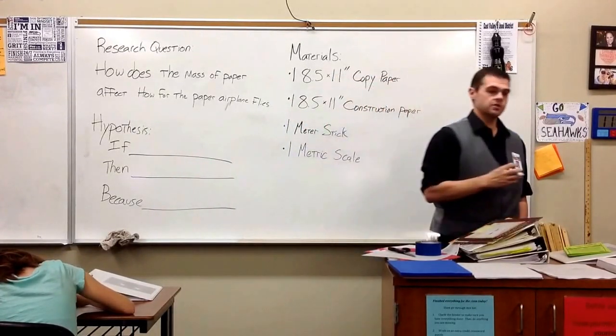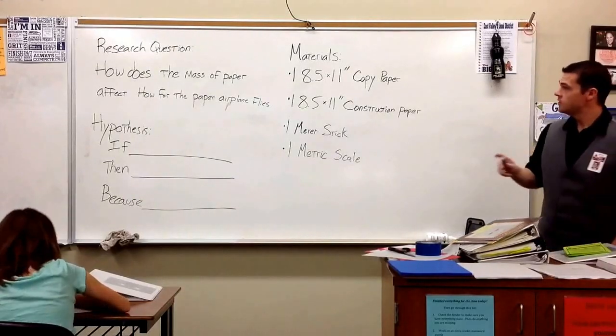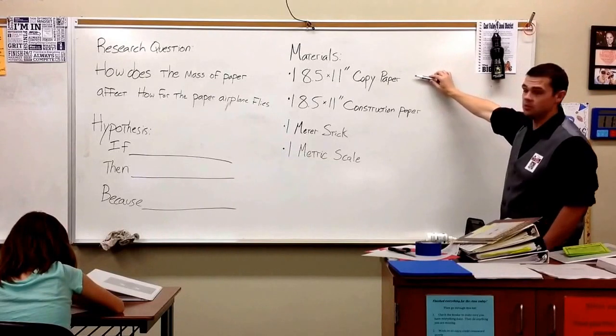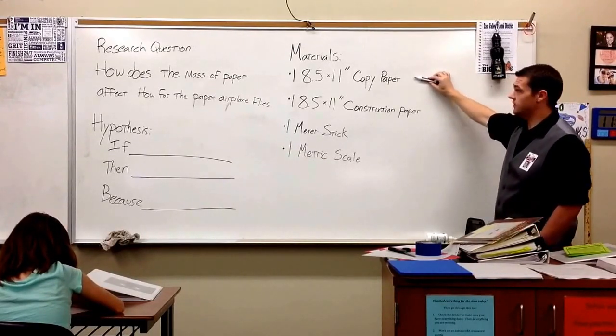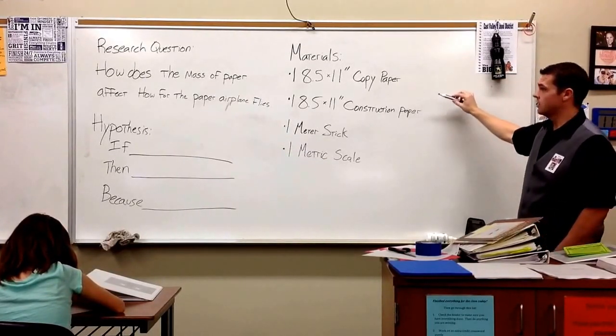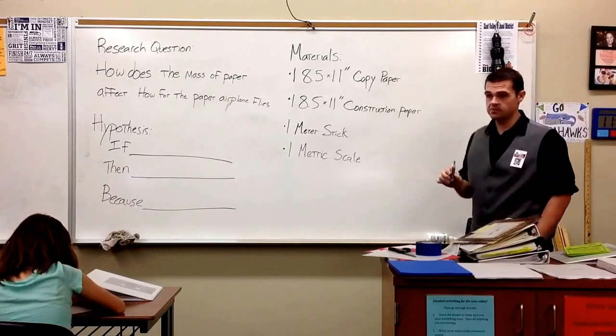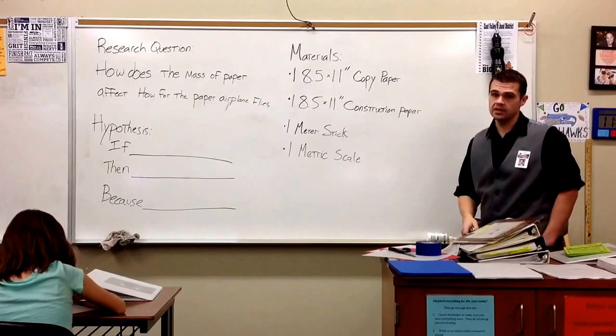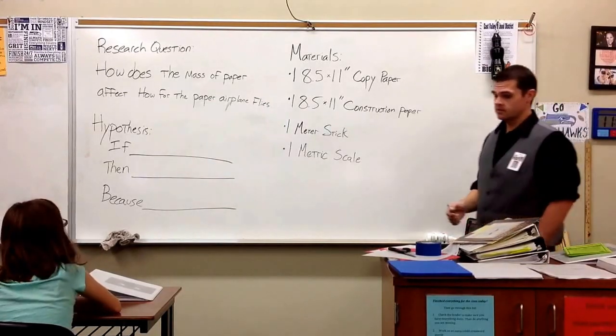Okay, so when you're done with your hypothesis, you're going to want to write this down in your material list. You're going to need one 8.5 by 11 inch piece of copy paper, one 8.5 by 11 inch piece of construction paper, one meter stick, and one metric scale. I'll give these to you guys in a few minutes.